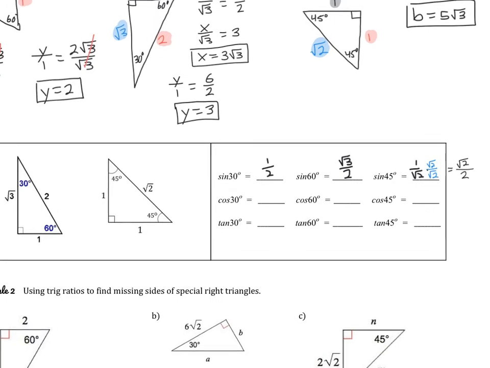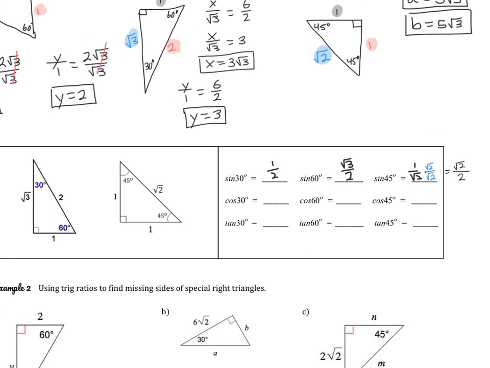Okay, now let's do cosine. So let's start with cosine of 30 degrees. Remember, cosine is adjacent over hypotenuse, so root 3 over 2. For 60 degrees, here's 60. The adjacent side is 1, the hypotenuse is 2, so it's 1 over 2. And for 45, it's 1 over root 2, so it's the same as the sine, so we'll just write it as root 2 over 2.